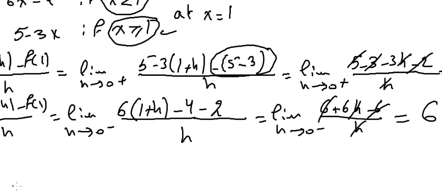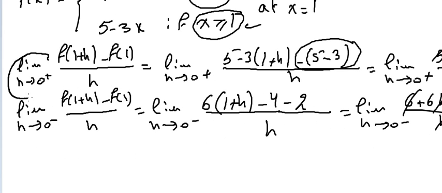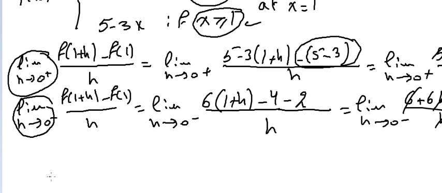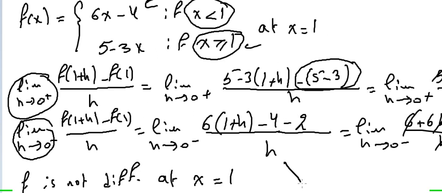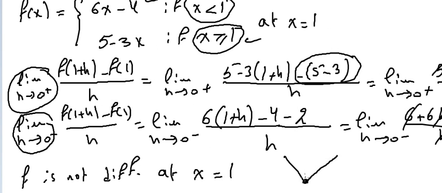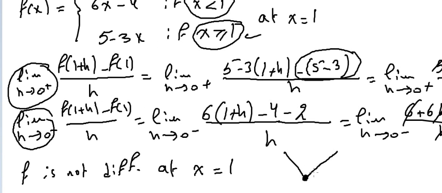Since those two limits, as h approaches 0 plus, does not equal the limit as h approaches 0 minus, this means what? This means f is not differentiable. f is not differentiable, right? At x equals 1. So at x equals 1, what do we have? By the way, those are two straight lines, not the one we did before. So it looks like something like that. So yes, we have a corner point. It is continuous, but it's not differentiable.